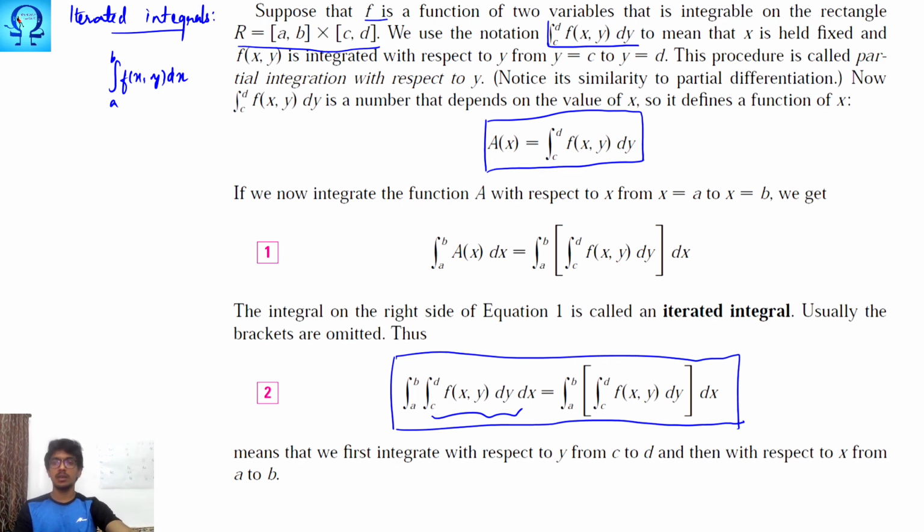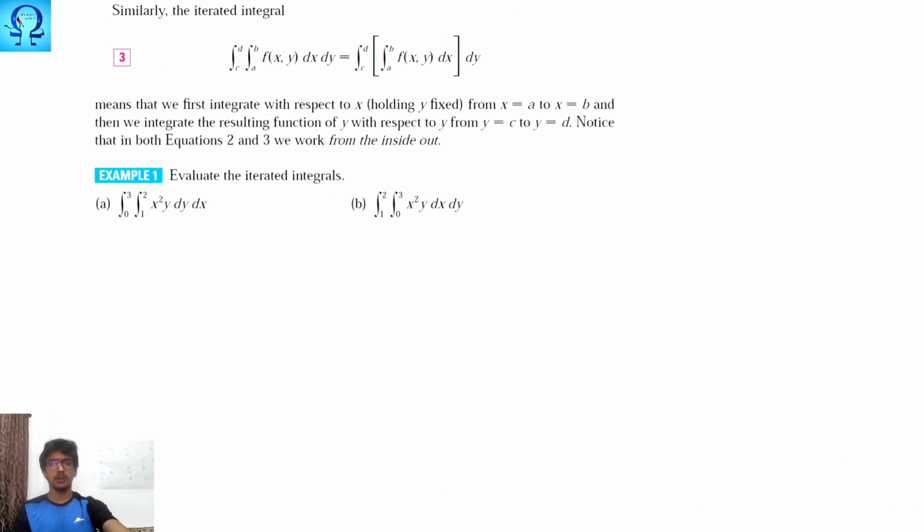So you may ask me, is it necessary that first we integrate with respect to y and then integrate with respect to x? It may be done in the other way as well, right? So it is up to us. Now let us evaluate these two integrals.